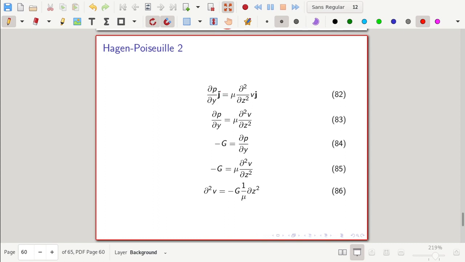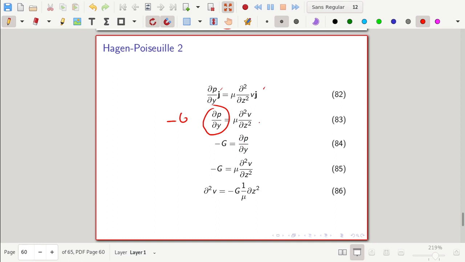Since we're dealing only with the direction j here, we can drop the direction j, and we're going to do the integrations to solve this problem. As before, we're going to define this term here as minus g because this is constant. We don't have to solve a partial differential equation because this is constant. So we're going to solve an equation in v and z. So substituting here, minus g equals dp dy.